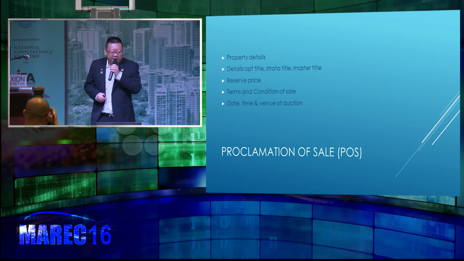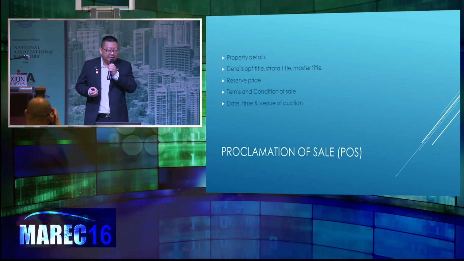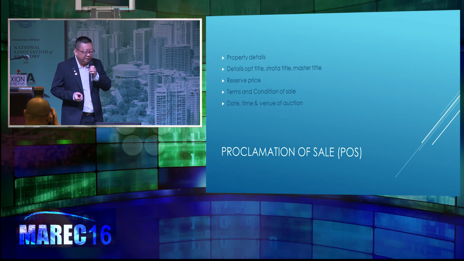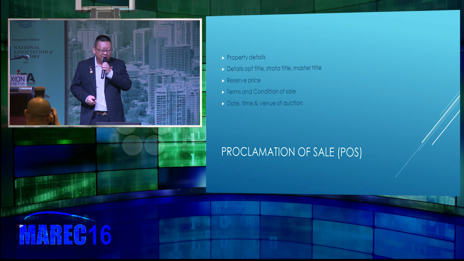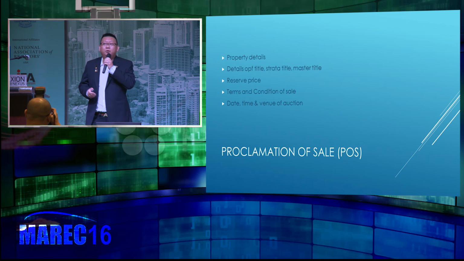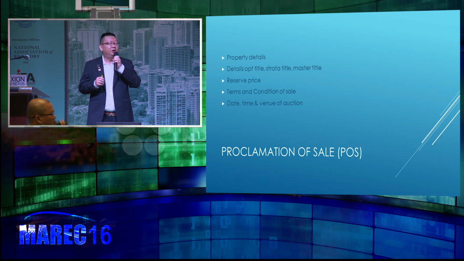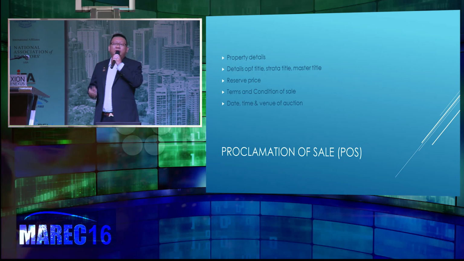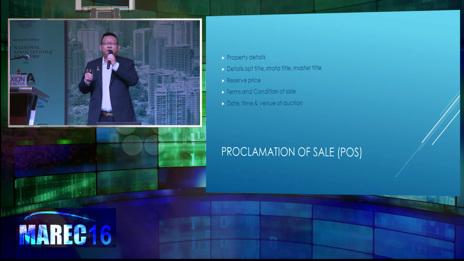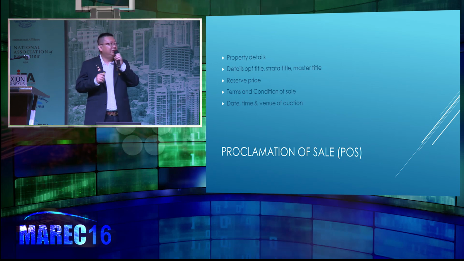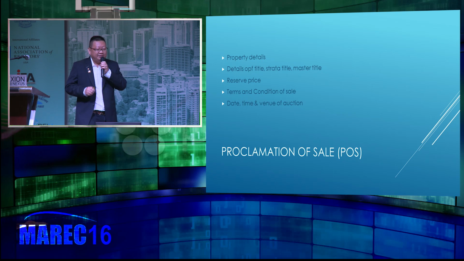Then I mentioned the proclamation of sales, we normally call POS. These are some of the very important data that you need to look for. The property details, the details of title, strata title, master title, the reserve price. In a distressed property scenario, I think 99.99% you are going to see a reserve price. But when it comes to non-distressed property, you may not see the word reserve price. All right?